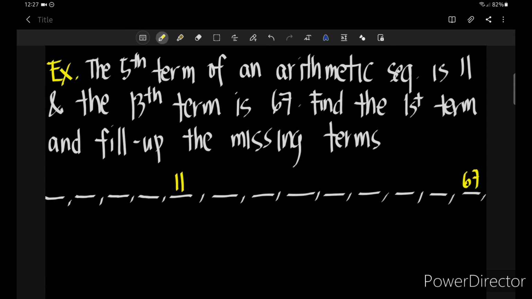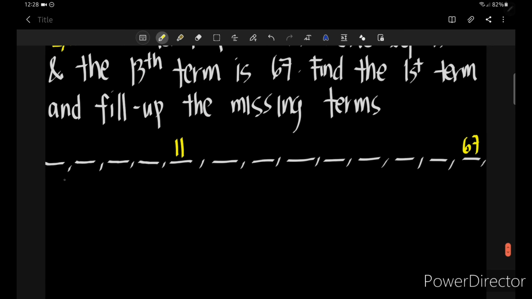Our next example, the fifth term of an arithmetic sequence is 11. So, ito yun, fifth term. And the 13th term is 67. Find the first term and fill up the missing terms. Now, magke-create tayo ng ating solution.